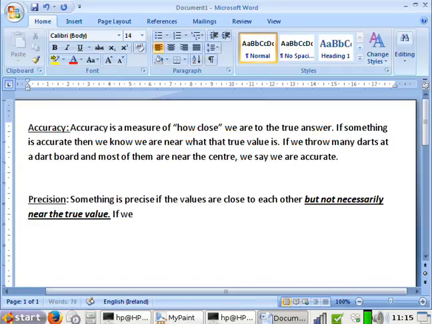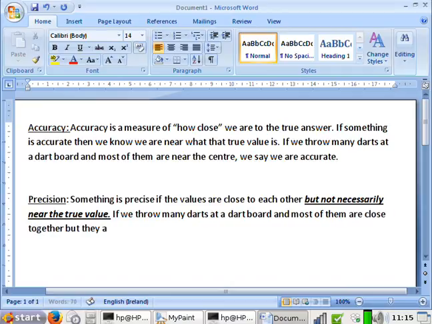So if I go with the example of the dartboard, if we throw many darts at a dartboard and most of them are close together, but they all land on the floor, we say we are precise, but here we are not accurate. If you think about it, this is me throwing darts, and most of the darts land very close together here, but not on the dartboard. So I'm precise. I can always get my darts close together, but I'm not accurate because I'm nowhere near the target.